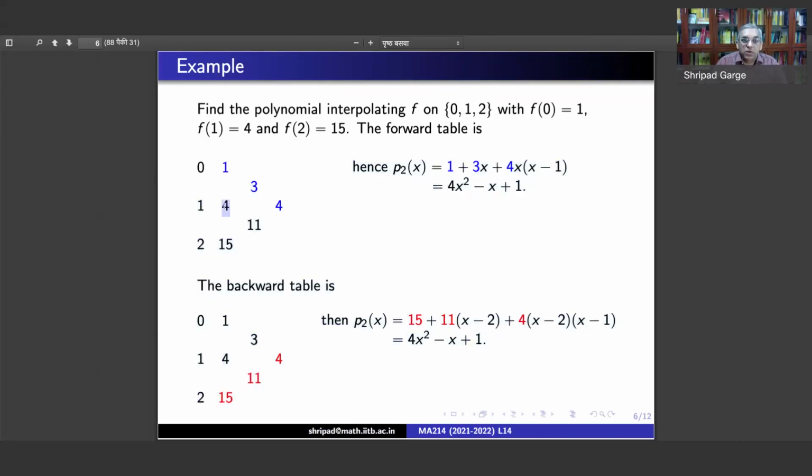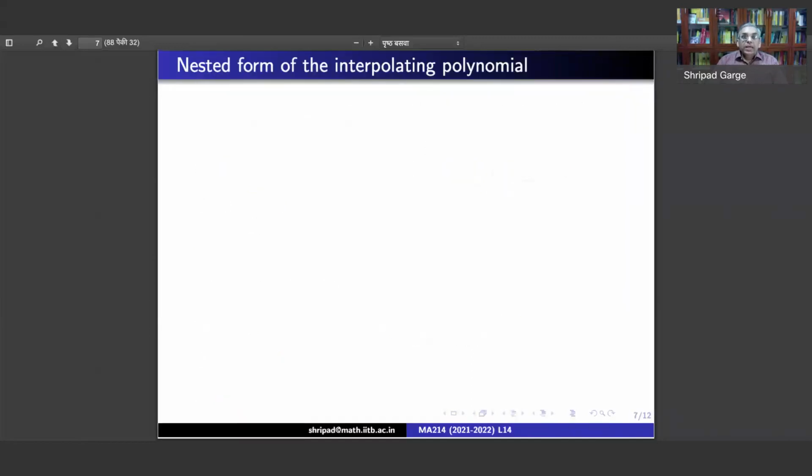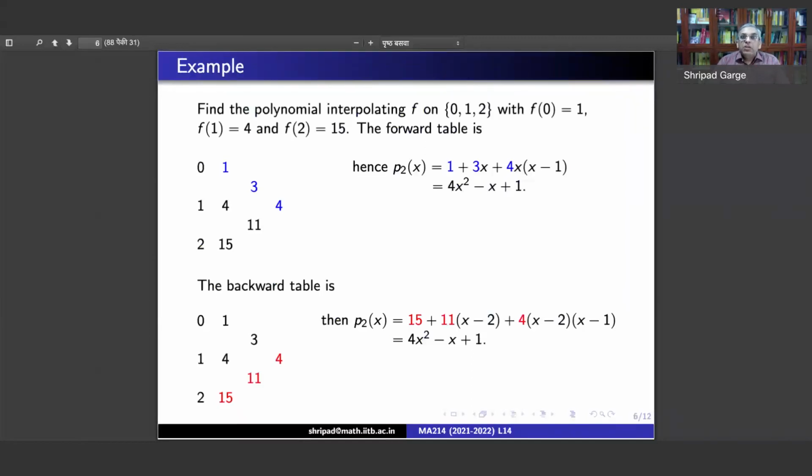So it would be 4 plus 3 into x minus 1 plus 4 into x minus 1 x minus 0. That would give you the same polynomial again. So there are many ways to obtain the Lagrange polynomial from the divided differences due to Newton. For computation of these polynomials, the nested forms are also useful.